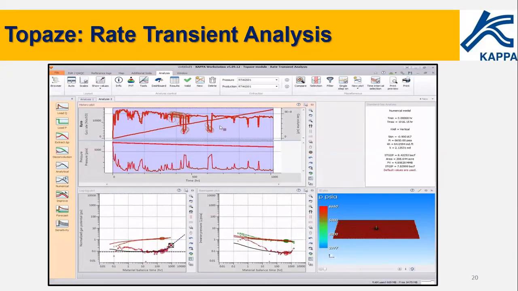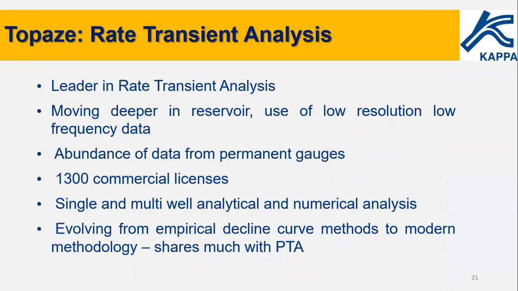In Sapphire, we take the bottom hole pressure data. In Topaz, we're taking the tubing head pressure data. Okay. So it's a leader in rate transient analysis. It's again, when we have very low resolution or low frequency data, in tight reservoirs where it's not possible to have build up studies, then we go for rate transient analysis.